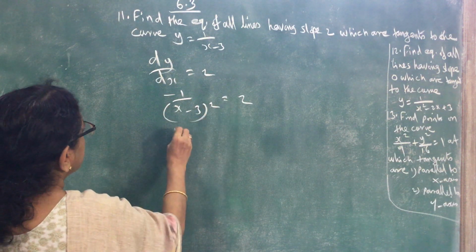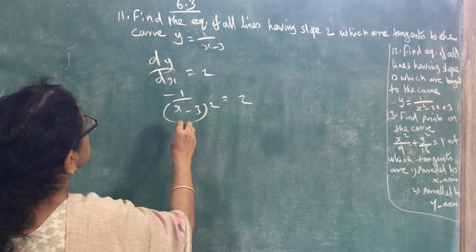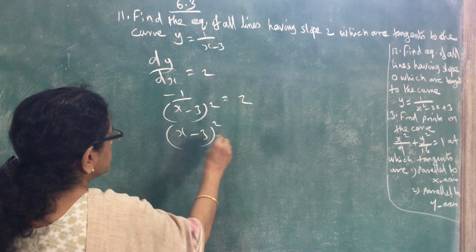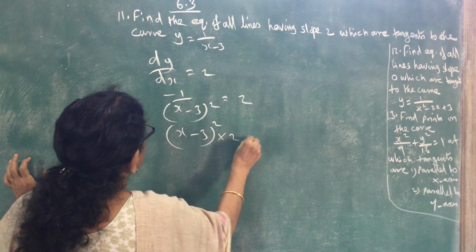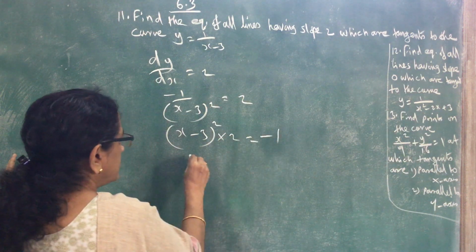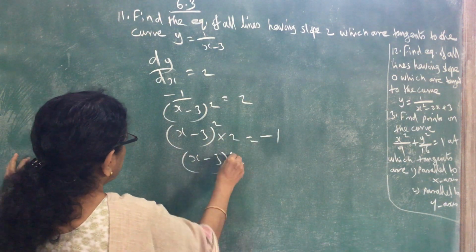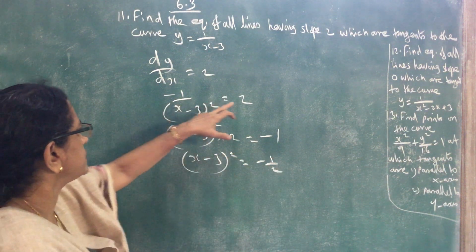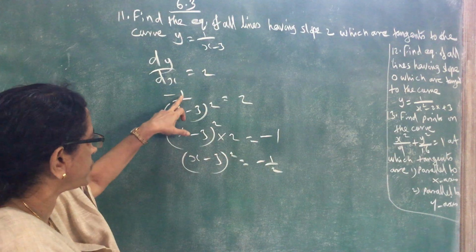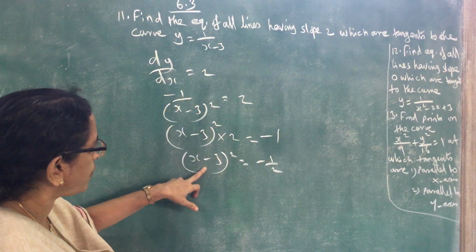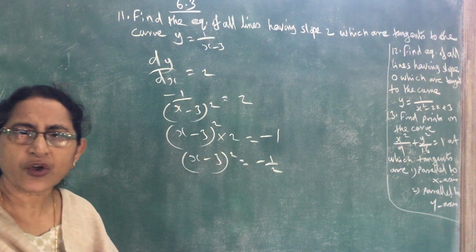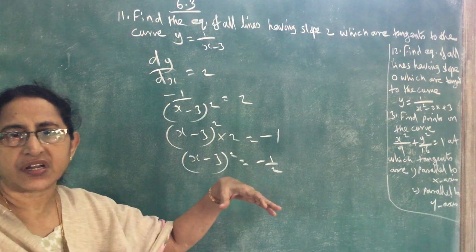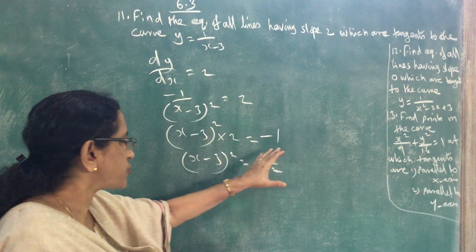So cross multiplying, we get (x minus 3) whole square into 2 equals minus 1. That is, (x minus 3) whole square equals negative 1 by 2. So that means 2 into (x minus 3) whole square equals negative 1, therefore (x minus 3) whole square equals negative 1 by 2. So we got square of x minus 3 is negative. That is not possible. Square of a number is negative means that is not possible.